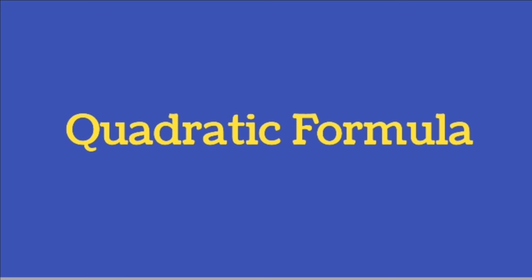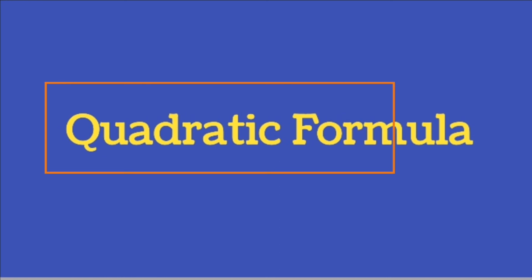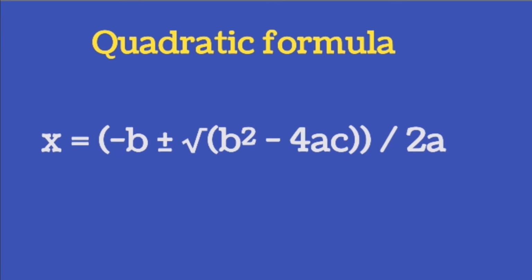Now, quadratic formula. The general form of the quadratic formula is x is equal to minus b plus minus square root b square minus 4ac divided by 2a.